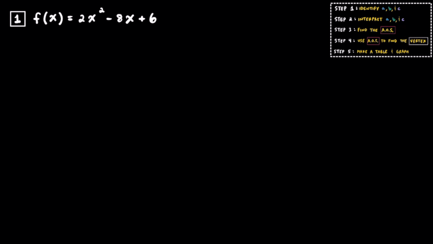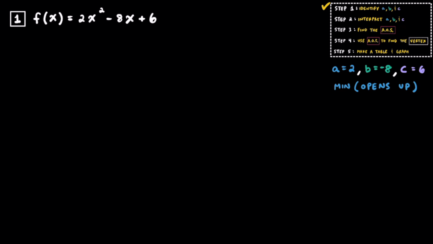For this first example, we have the function f of x is equal to 2x squared minus 8x plus 6. Let's go ahead and identify what a, b, and c are. So step 1 is now complete. We know a is equal to positive 2, b is equal to negative 8, and c is equal to positive 6.